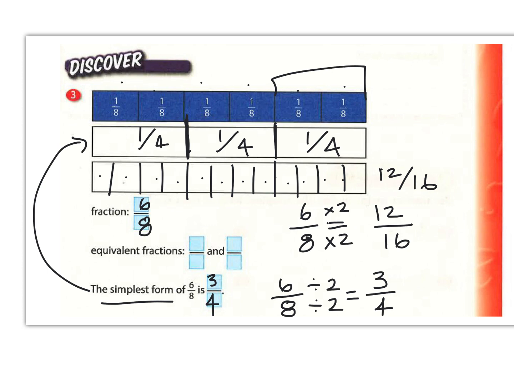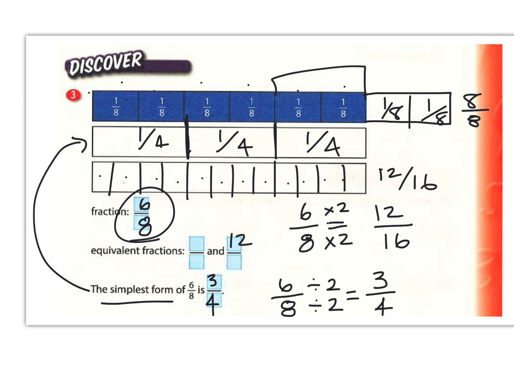So 6 eighths, remember, this isn't the whole quite yet, because if we had the whole, there would be 2 more eighths over here to have 8 eighths. But the shaded in part right here, the blue ones, are only 6 eighths. So fraction strips can help show those other equivalent fractions as well.